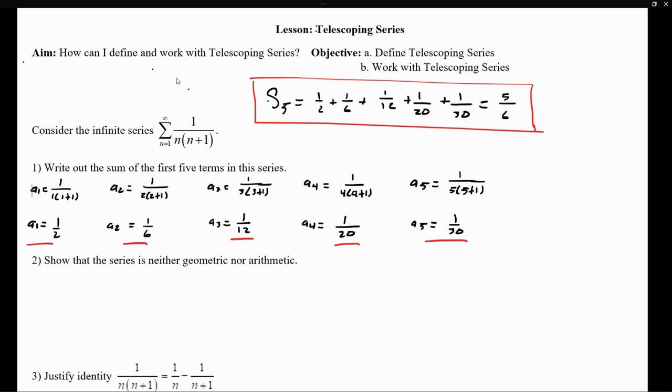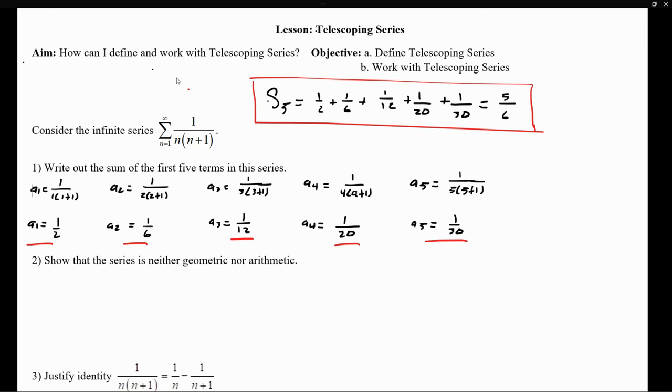Now, can we show that the series is neither geometric nor arithmetic? Because if it would have been geometric, we could have used the formula that we discussed in our previous lessons. And if it would have been arithmetic, then we could have used the formula to define the fifth partial sum. But the way that it's been written down, it is not so clear whether it's neither geometric nor arithmetic, so let's just show that it is actually neither one of those two.